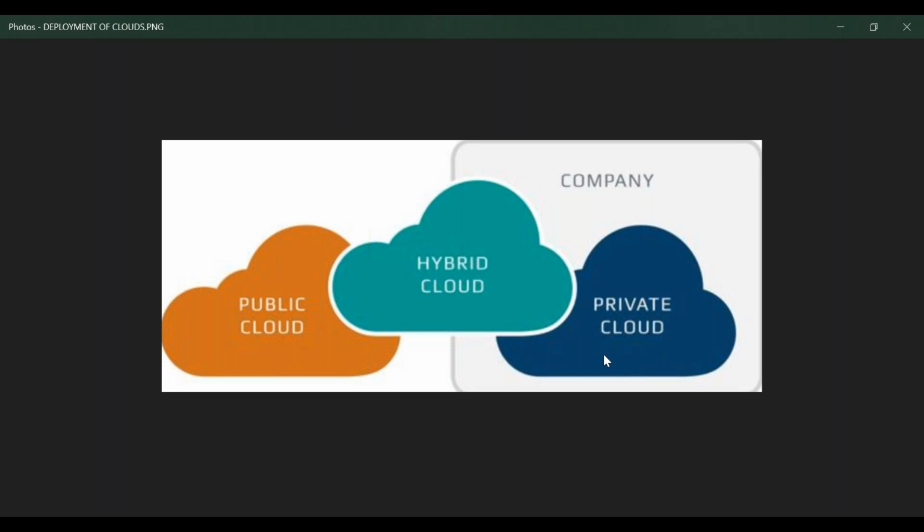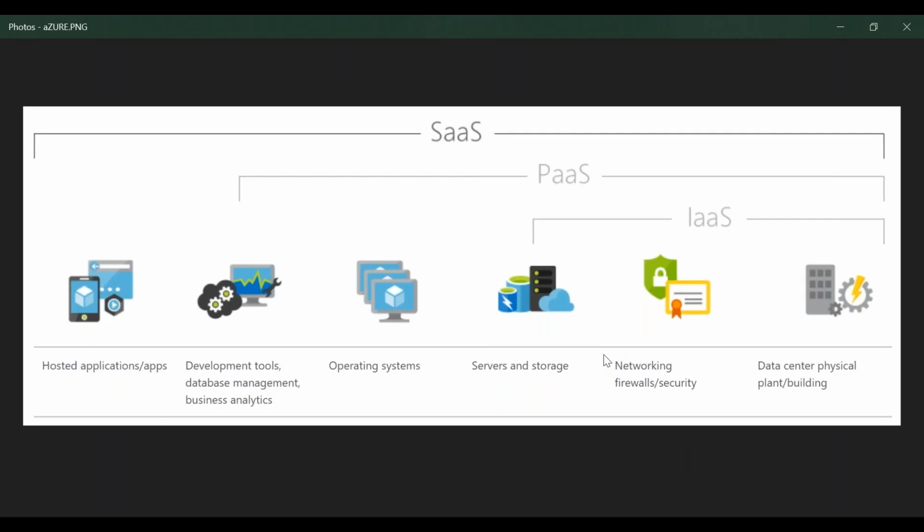So there are three kinds of services we have under this cloud computing. One service is IaaS, the second one is PaaS, and the third one is SaaS. What is IaaS? Infrastructure as a service. What is the meaning of infrastructure as a service?